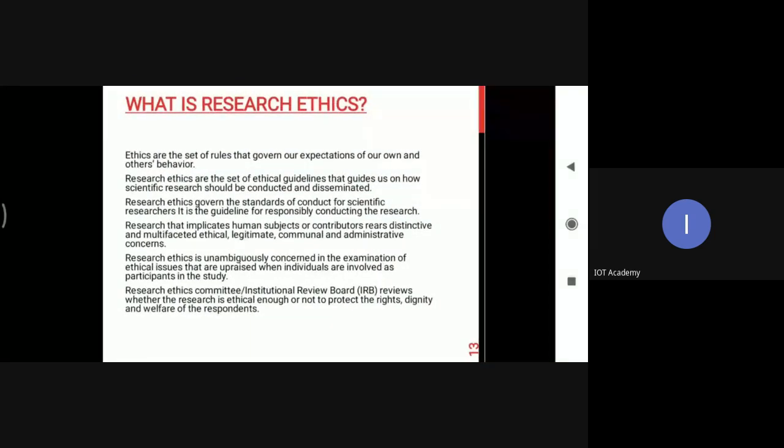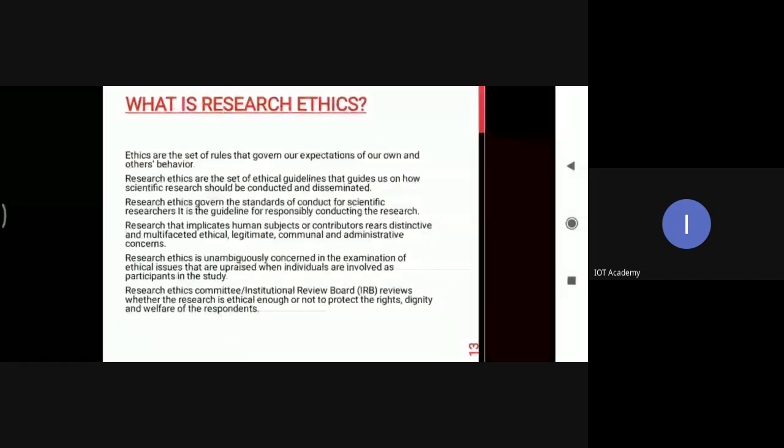These are the guidelines. And of course, we have to ensure that no one is getting harmed. There has to be informed consent from the participants. And of course, people who are a part of this study should be well aware of what the research is being done for.